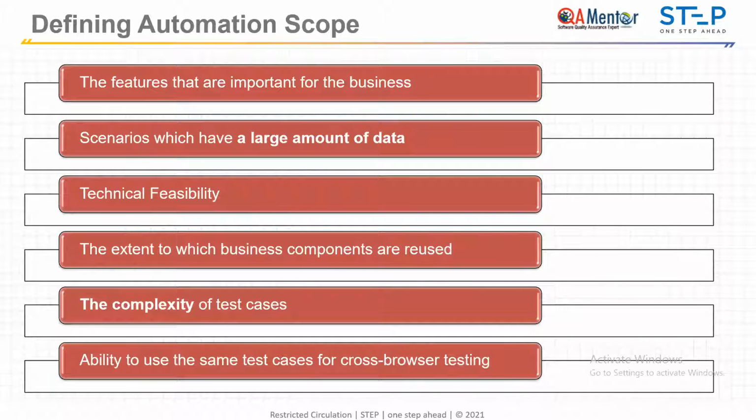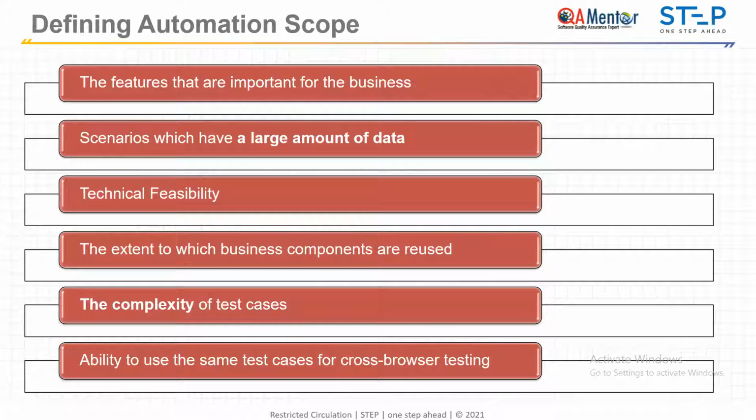What are the things which we need to take care of while defining the automation scope? Features which are important for the business, because we are working for a client. For a banking domain client, the banking domain use cases are very important for the business. If an insurance domain client is there, that is very important for the business. So depending upon the business type and domain, we need to follow the importance of whatever use cases the business needs automated. We need to take that as the first scope for the automation.